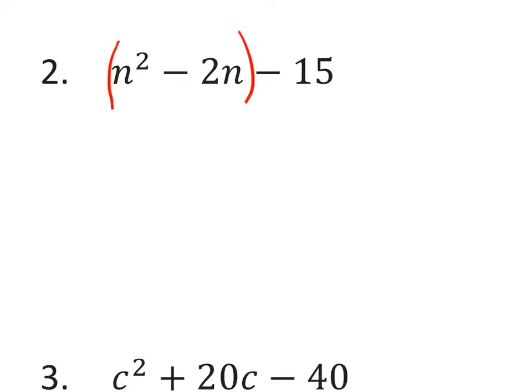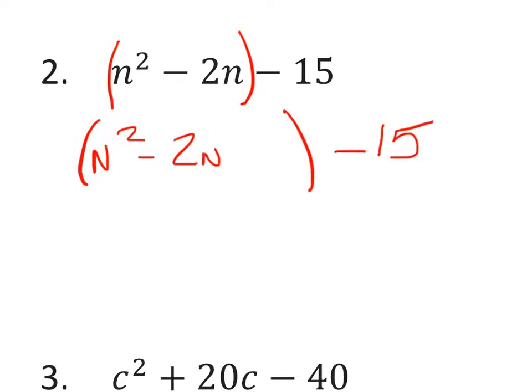Isolate these two and come up with n squared minus 2n, leave a space, close the parentheses, and then minus 15. What do I need to do to find this item that goes in the blank space? What do I do first? Divide what? Divide this 2 by what? 2, and 2 divided by 2 is what? 1. What's 1 squared? 1. So plus 1. If I add 1 inside the parentheses, I have to do what outside of it? Subtract.